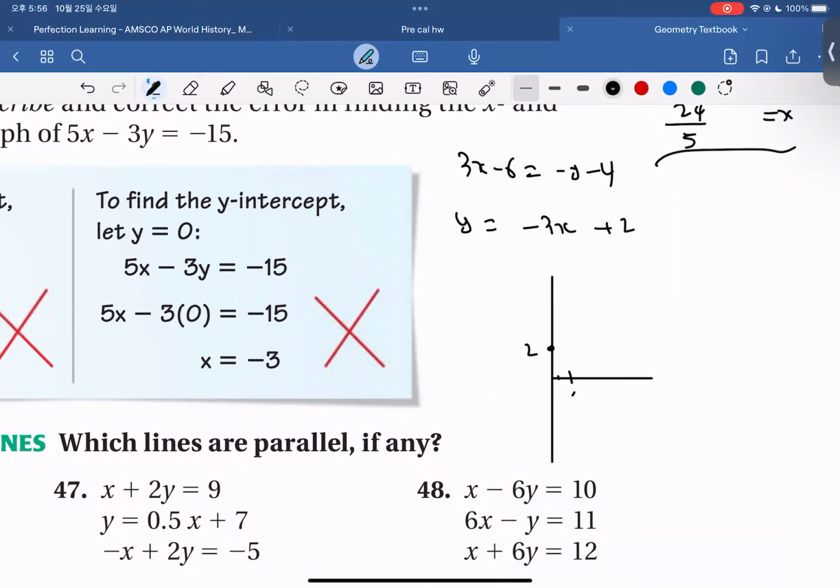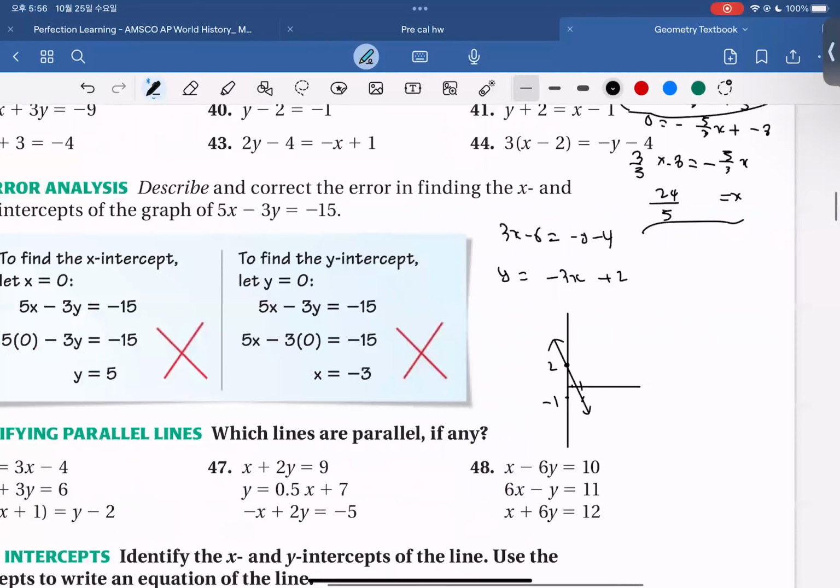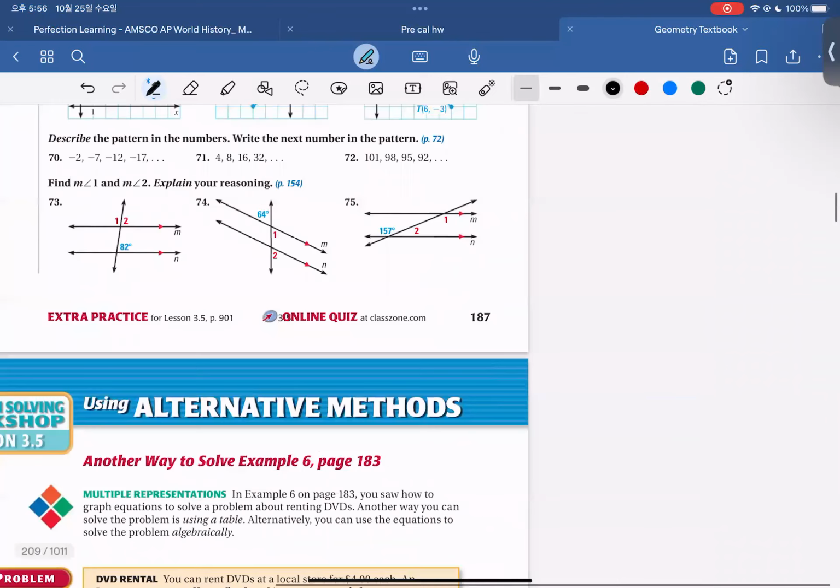If you have 1, then that's -1. So if this is -1, it'll be something like this. This would be the graph of number 44. And I think that's about it.